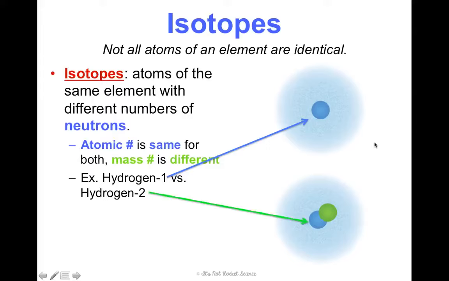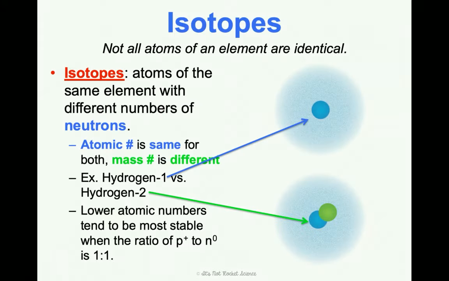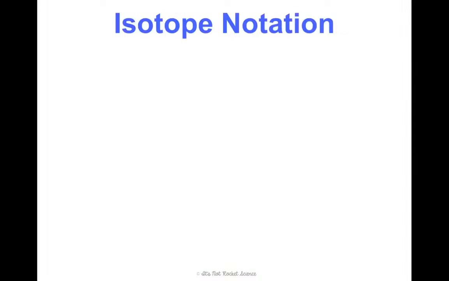In this picture, we see hydrogen 2. Hydrogen 2 has 1 proton, just like hydrogen 1, but it also has 1 neutron in the nucleus. And 1 plus 1 makes the mass number 2. Now, lower atomic numbers, usually less than 20, tend to be most stable when the ratio of protons to neutrons is 1 to 1. But that's not always the case. But I do want you to know that the number of neutrons does affect potentially the stability of the isotope. So that's important to note.